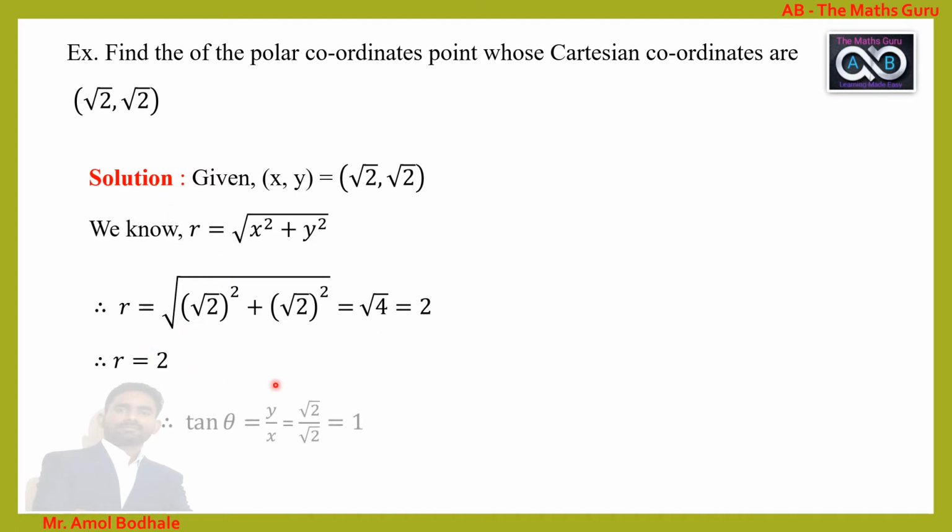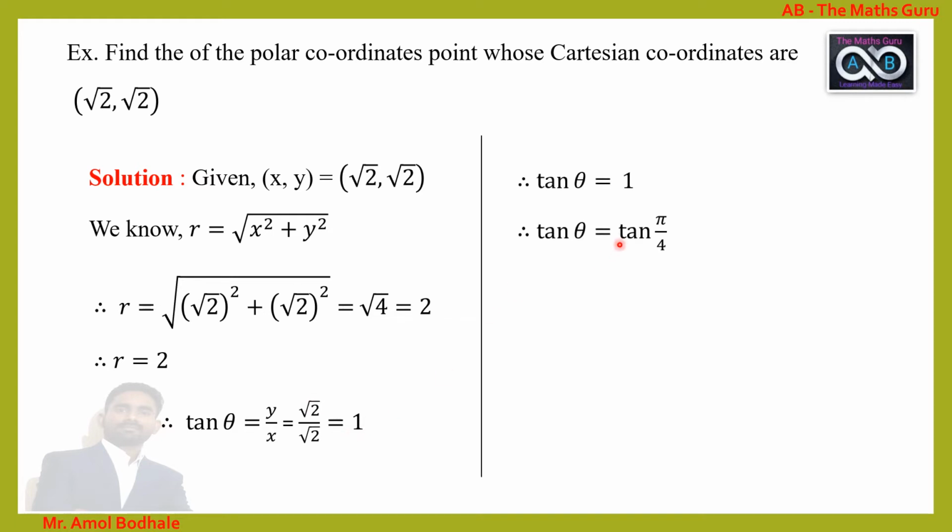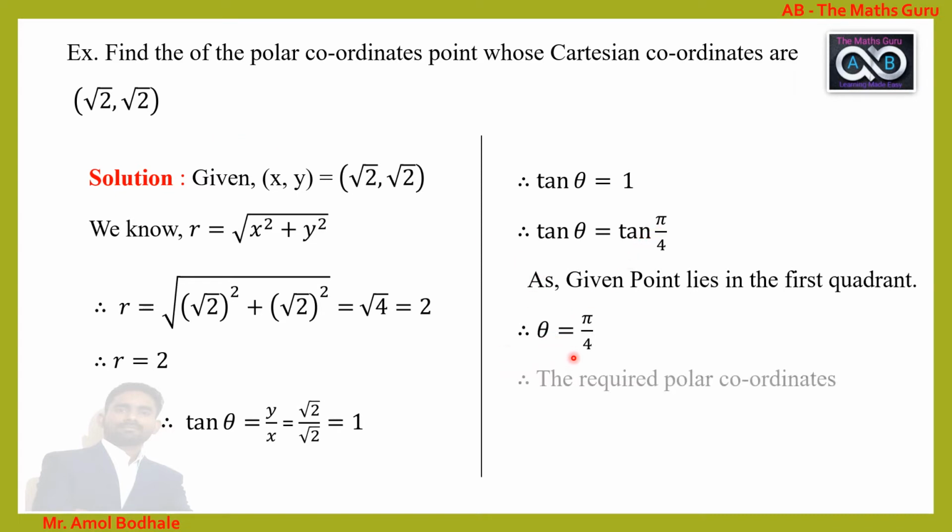And to find theta, we can write tan theta equal to y upon x. Y is root 2, x is root 2. So we get 1. So tan theta is 1. As we know, tan of pi by 4 is 1. And the given point root 2 comma root 2 lies in the first quadrant. So therefore theta is equal to pi by 4. So we get the required polar coordinates, that is r comma theta, 2 comma pi by 4.